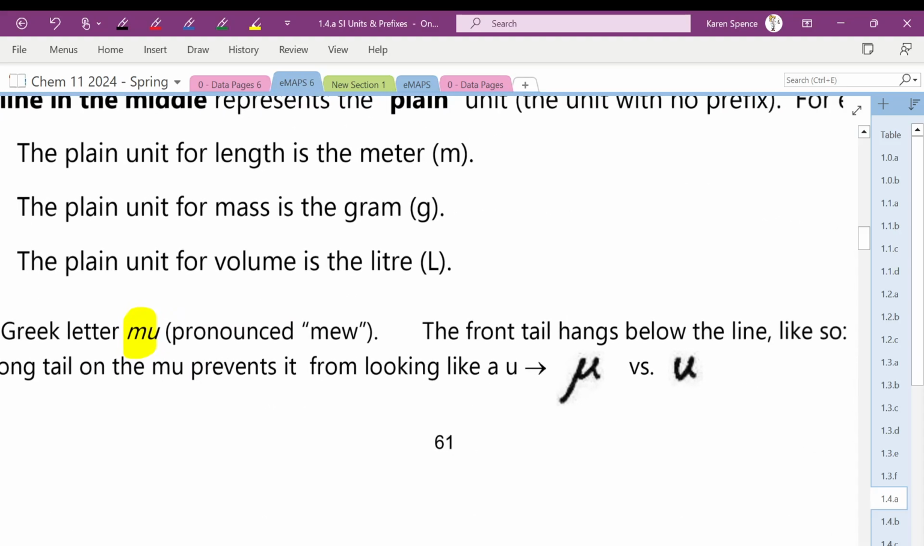Now, many people have trouble writing the letter mu. Some people write it like a U. Is that correct? No. What you're going to do is draw a line. So draw yourself a line, just kind of underneath. And you're going to start down below the line. So start here.